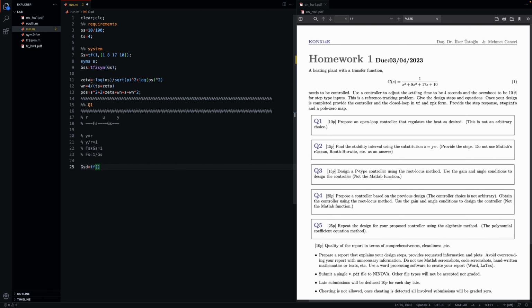This would be actually something, and then the characteristic polynomial, 2 times zeta times omega n, and then omega n squared. Now, since this is a reference tracking problem, since we want to have a DC gain of 1, we should plug in omega n squared here. So this is the first usage of the reference tracking problem statement here. Because if you use the final value theorem for step type inputs, you will see that the output will settle down to 1, and this is exactly what we want.